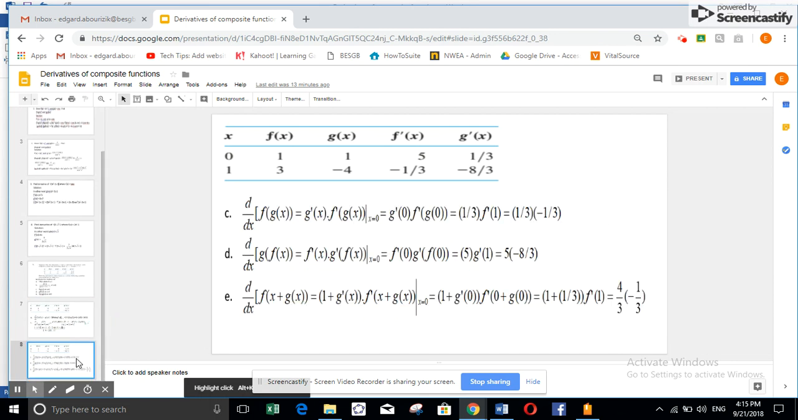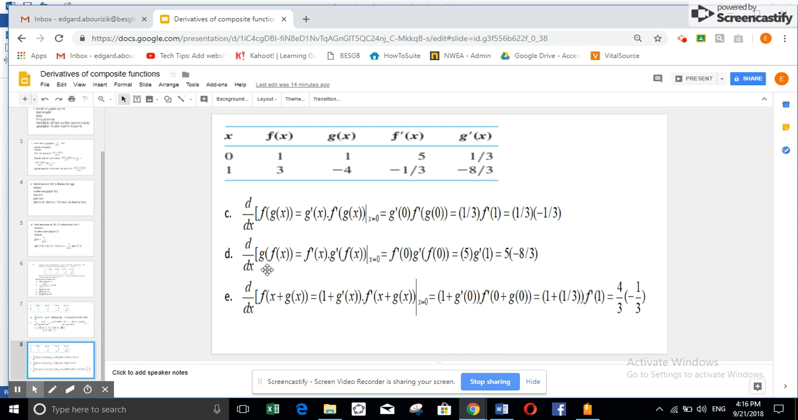Let us take the other. Here it's a composite function. The derivative of f(g(x)), as we said, is g prime times f prime of g(x). They wanted it at x equal to 0. So it is g prime of 0 times f prime of g(0). g prime of 0 is 1 over 3. g(0) is 1. So instead of writing f prime of g(0), I write f prime of 1. And f prime of 1 is minus 1 over 3. So I will get minus 1 over 9.